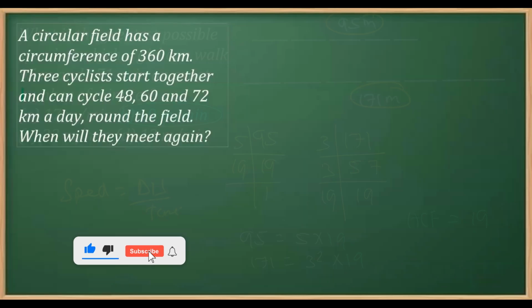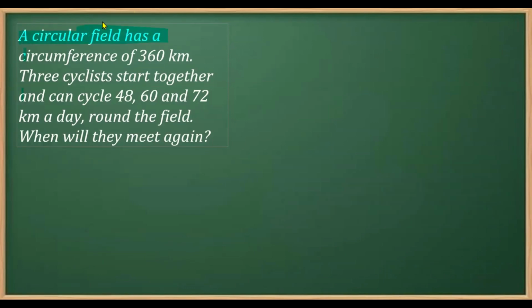Let's come to the next one. In this question, it says a circular field has a circumference of 360 kilometers, and three cyclists start together and can cycle 48, 60 and 72 kilometers in a day around the field. The question is when they will meet.